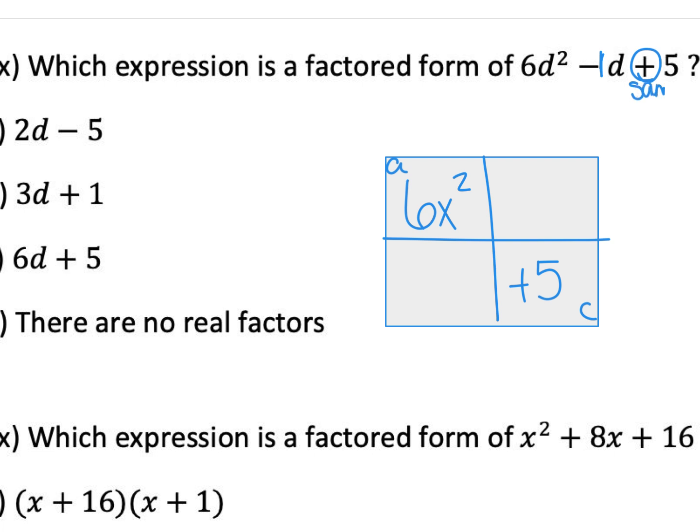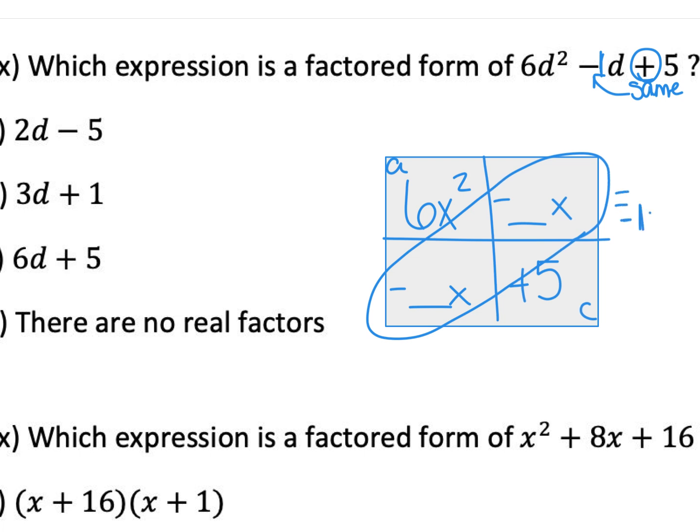They have to be the same, and it's going to match our sign of B. So this is a negative something X and a negative something X. And when we put them together, they need to equal negative 1. Okay? All right, so that was step 2.